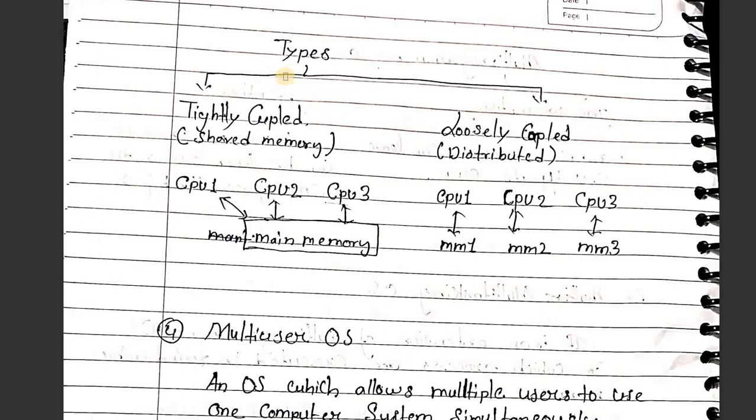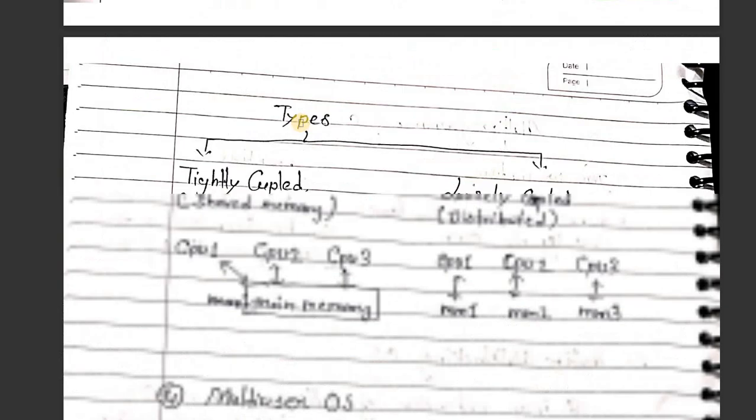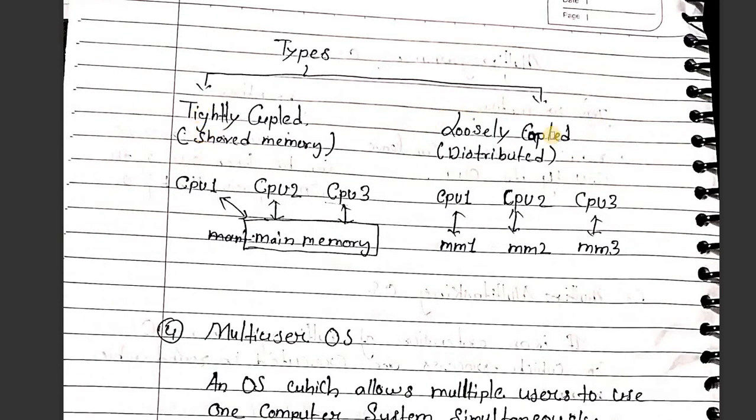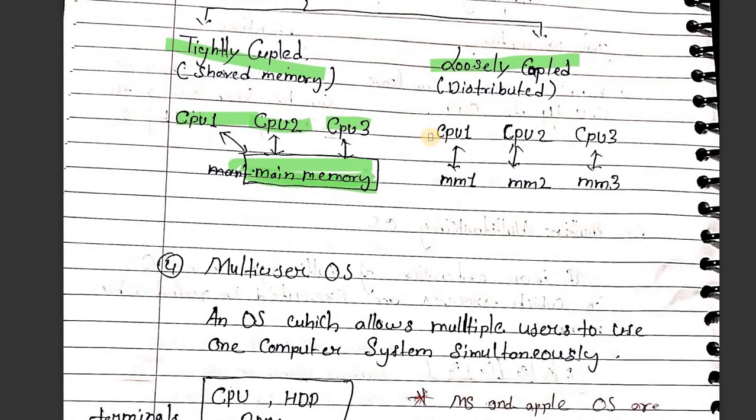Here are the types of multiprocessing OS: tightly coupled and loosely coupled. Tightly coupled means there are more CPUs, but the main memory is one. There is a single main memory which shares its storage with CPU1, CPU2 and CPU3, called tightly bound. And loosely coupled means there is more than one CPU and they have their own main memory.